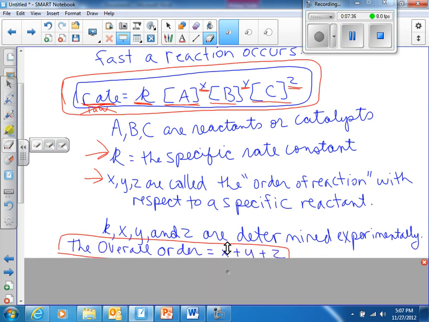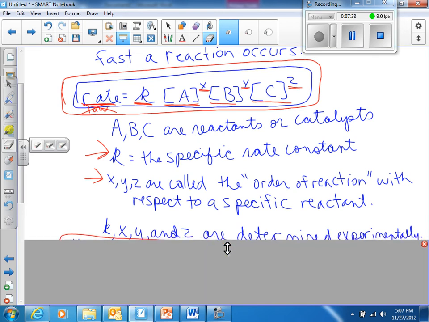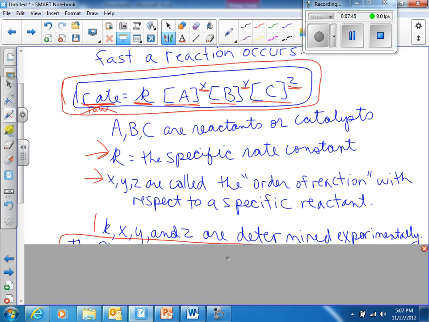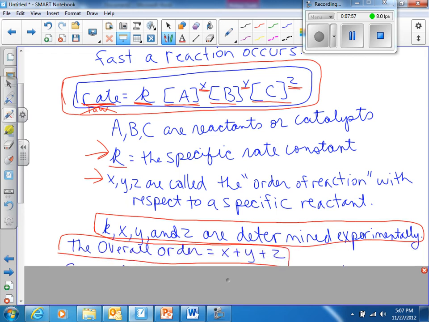Okay, where were we? Oh, we determine k, x, y, and z with an experiment. You have to be given experimental data or do an experiment, and that's how we determine the exponents and k, the specific rate constant. And one more definition here: there's something called the overall order of reaction. For the overall order of reaction, we just add up the exponents, x plus y plus z.